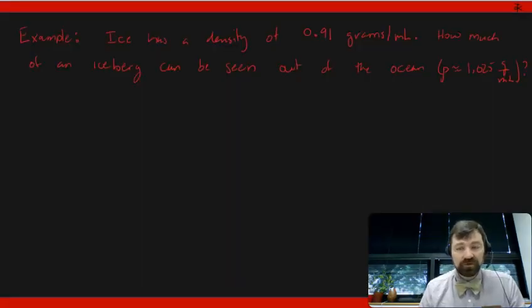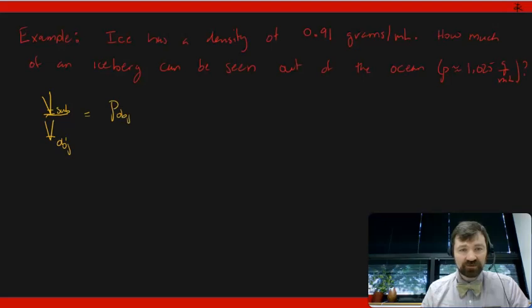Alright, for our closing example, ice has a density of somewhere in the neighborhood of 0.91 grams per milliliter. So we want to know how much of the iceberg do we see when we say we see just the tip of the iceberg. What does the tip mean? What part of it is not underwater? Well, the submerged volume divided by the total volume is equal to the density of the object, the ice cube in this case, divided by the density of the fluid, that is, of the salt water.